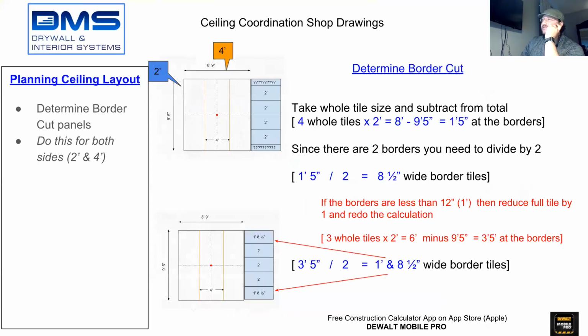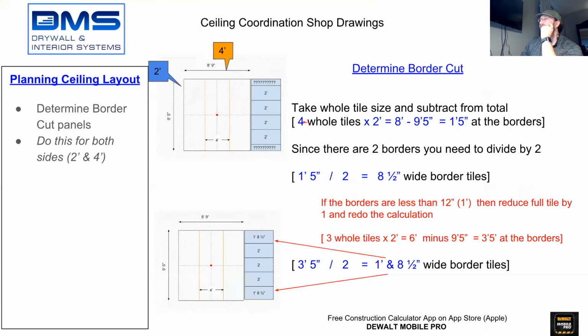To represent that, if you look in the upper left side, you'll see here, this is what the layout would look like. You would have 1, 2, 3, 4 full tiles working from the center, and at the edges, you're going to have 2 border tiles. The remaining space you have is 1'5", but you have to divide that in 2 so that you can balance your ceiling to make it equal on both sides. So what we have to now do is determine what is this dimension. How big will this tile be?